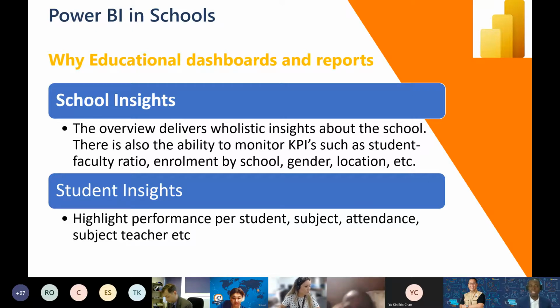You're talking about the key performance indicators of the school, such as the student to faculty ratio, the enrollment by school, by gender, by location. So you can create a report to check if there is a connection between your student to teacher ratio, or the enrollment in school, or the gender and the performance of your students. So Power BI can help you check these relationships, and you'll be able to see it using fantastic visuals, lots of different visuals in your Power BI. You can do that.